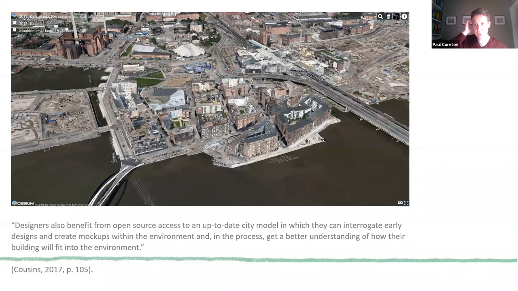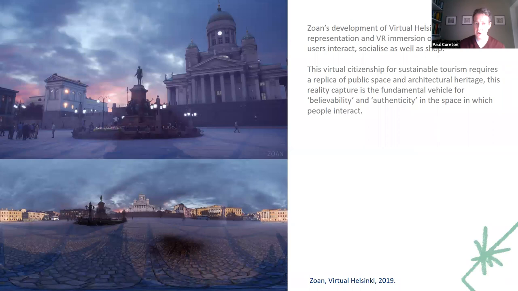We're seeing a large range of urban models coming through. So this is the Helsinki model, open source government commissioned model. But it's also used drone mapping to look at the construction phases of this particular scheme. We also seen drones in virtual Helsinki.